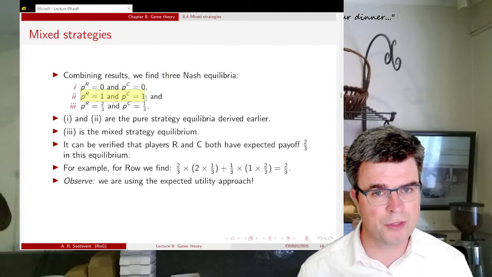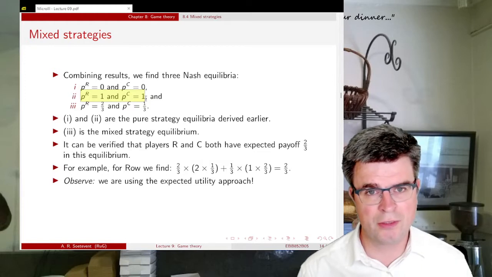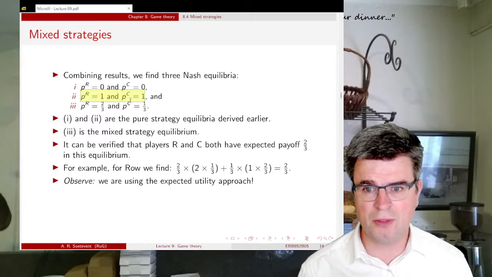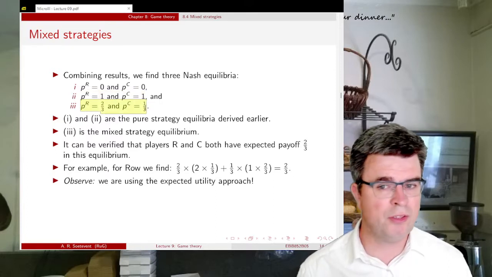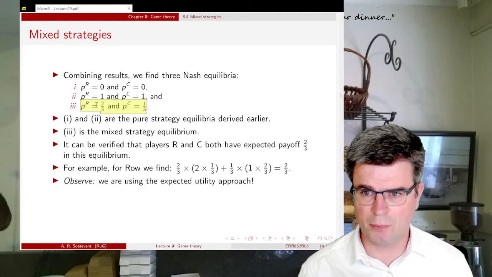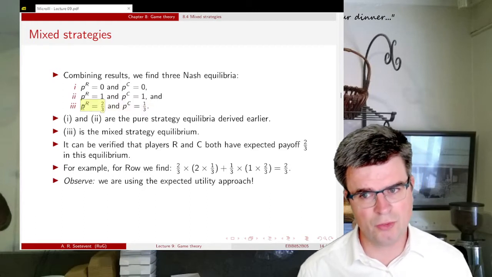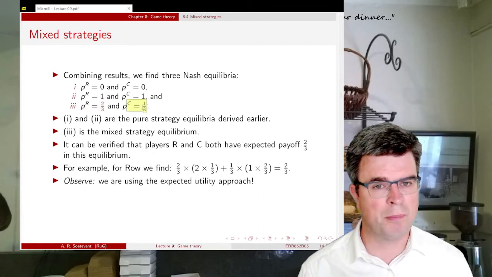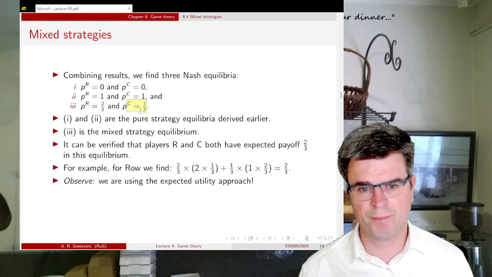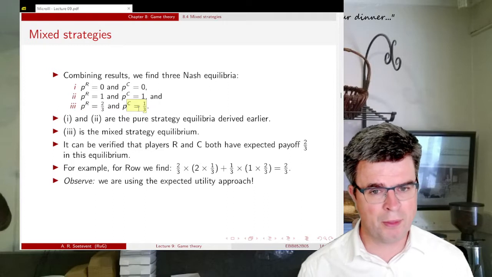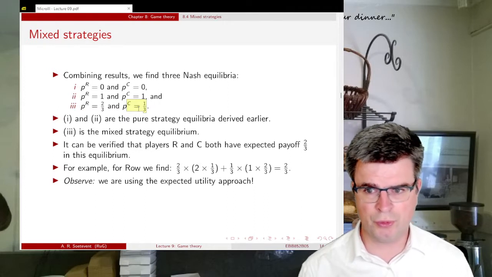That also holds for the second equilibrium in pure strategies. But now we've allowed for mixed strategies. We find one additional Nash equilibrium. A Nash equilibrium in mixed strategies where the row player chooses Italy with probability 2/3 and the column player with probability 1/3. And you can verify that both players in this mixed strategy equilibrium obtain a payoff of 2/3.